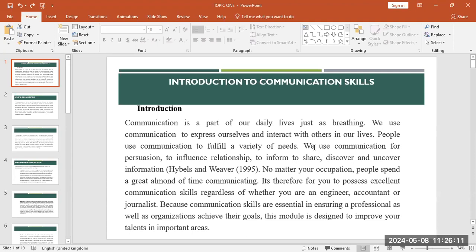So we use communication for various purposes. We use communication to express ourselves. For example, if you are given an assignment and you're not able to do it on time, and you want to go and meet your supervisor or your lecturer, you will go and express yourself. You will communicate and express yourself so that you can be understood.